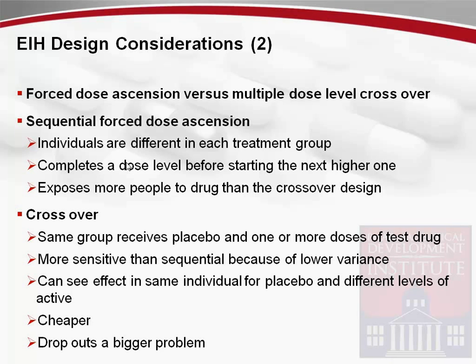Now, there are two basic designs that can be used in these EIH studies: forced dose ascensions versus multiple dose crossovers. The sequential forced dose ascension is basically you have a different group of people for each dose level. So if you have 5 dose levels you're testing, then you have a different group for each one, and you test the lowest and finish that first, so test group 1 first, then group 2. When you finish group 2, you go to 3, and so on. So you don't have any big safety surprises.